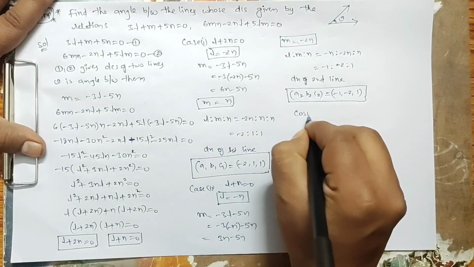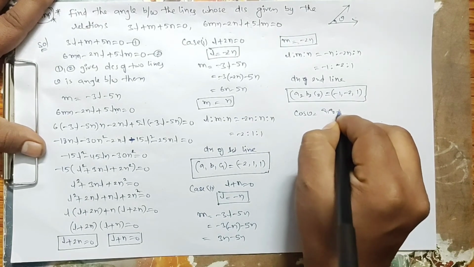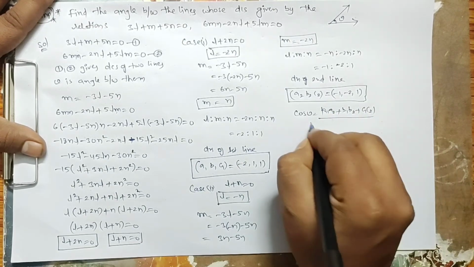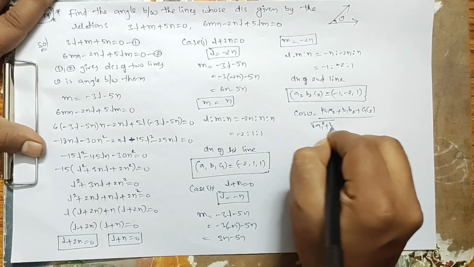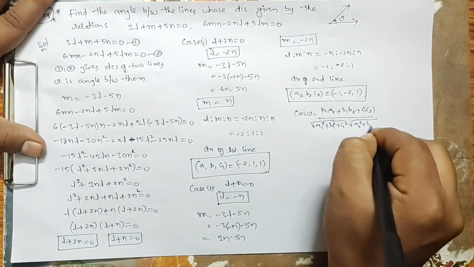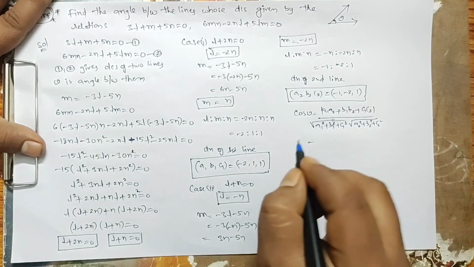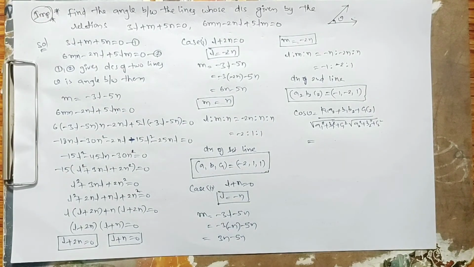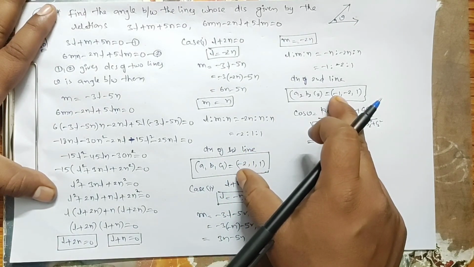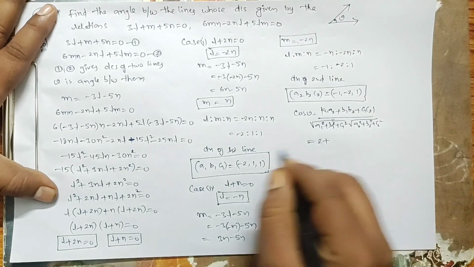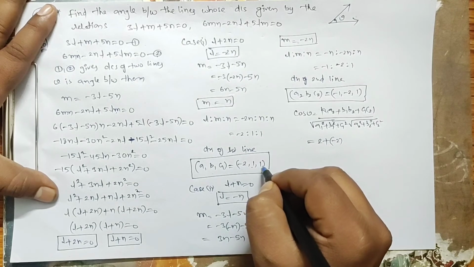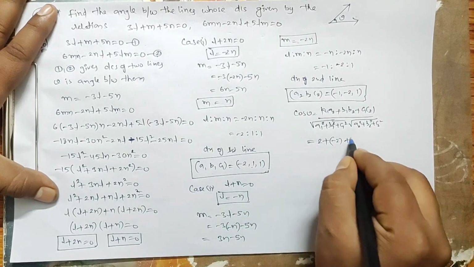Now I have the formula: cos theta is equal to A1 A2 plus B1 B2 plus C1 C2 by root of A1 square plus B1 square plus C1 square, root of A2 square plus B2 square plus C2 square. We get A1 into A2: A1 is -2, A2 is -1, so -2 into -1 gives 2, plus 1 into -2 is -2. Then C1 C2 is 1 into 1, plus 1.